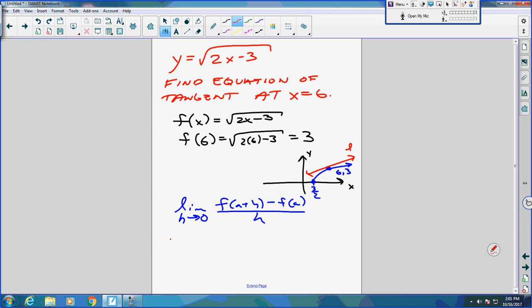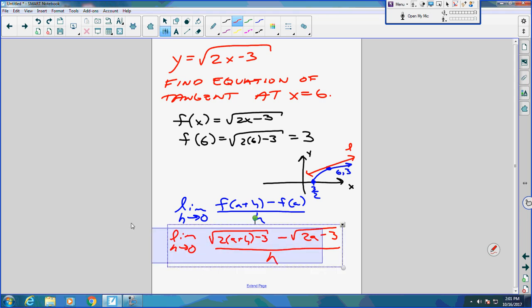So here we go. Limit as h goes to 0 of the square root of 2 times a plus h minus 3, minus the square root of 2a minus 3, all over h. All right. I'm going to have to multiply this thing by its conjugate, which is not as bad as it seems. Your first instinct is this is going to be horrible, but it's not as bad as it seems.